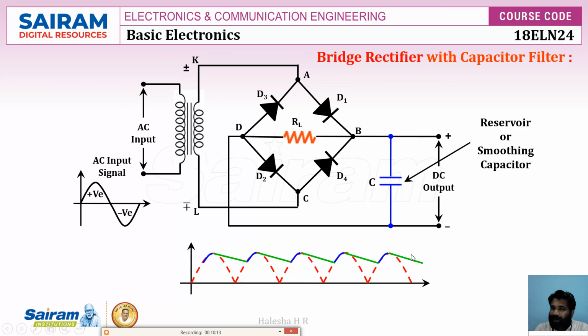So compared to the half-wave rectifier, here the ripple voltage is reduced because it has a waveform in both the half cycles. Clear now?